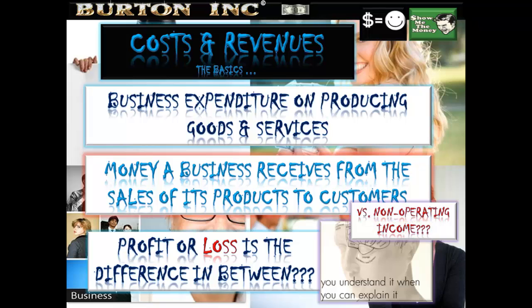There are also additional revenues available to some businesses, and these are non-operating income. These are different to sales revenues: sales of assets, and interest and dividends on other investments that the business may have made. So specifically we're talking about sales revenues. It's from selling the business's goods and services to its customers.